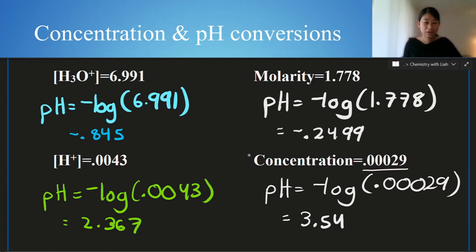Alright, so that's how to calculate pH. You're going to set the equation equal to pH equals negative log and plug in whatever the concentration value is. And as you can see, the concentration might be given as the hydronium concentration, the H+ ion concentration, the molarity, or just the word concentration.